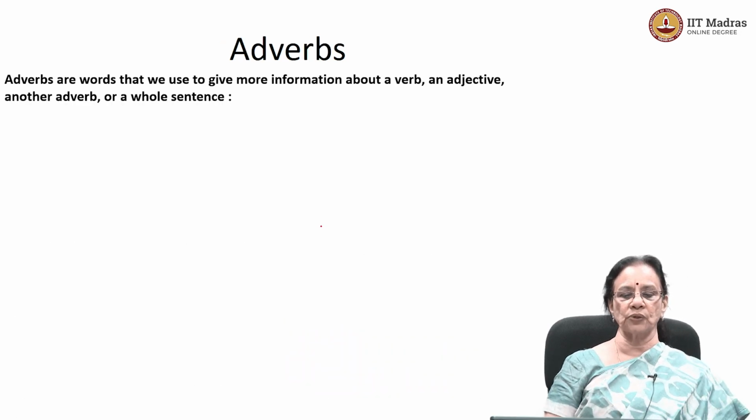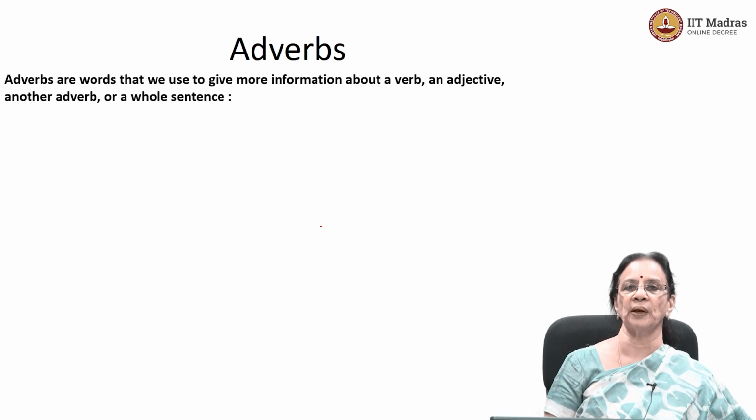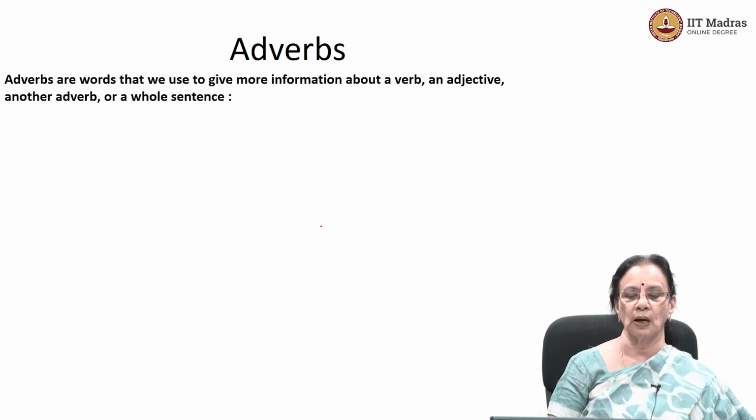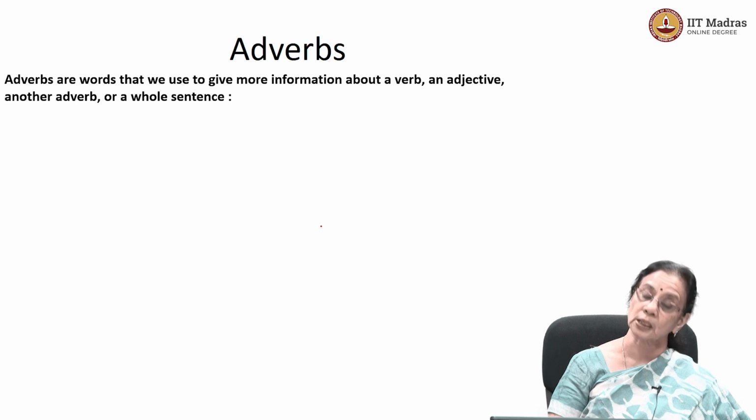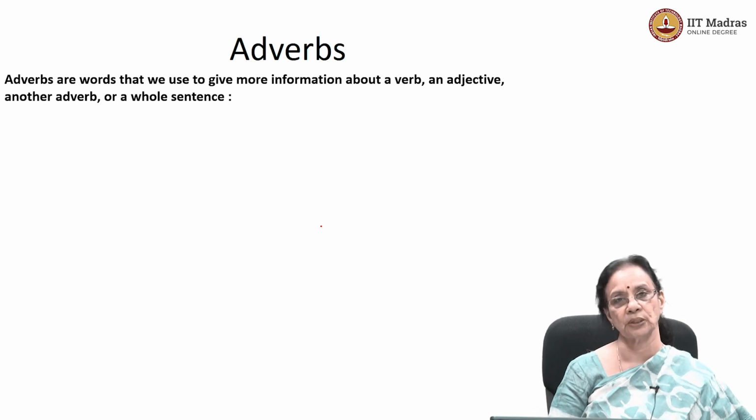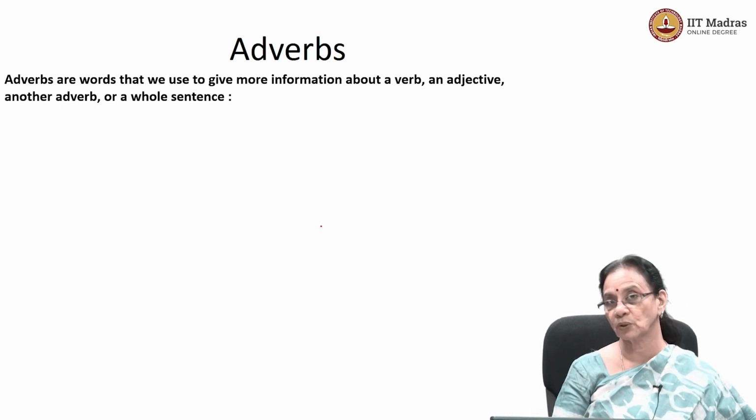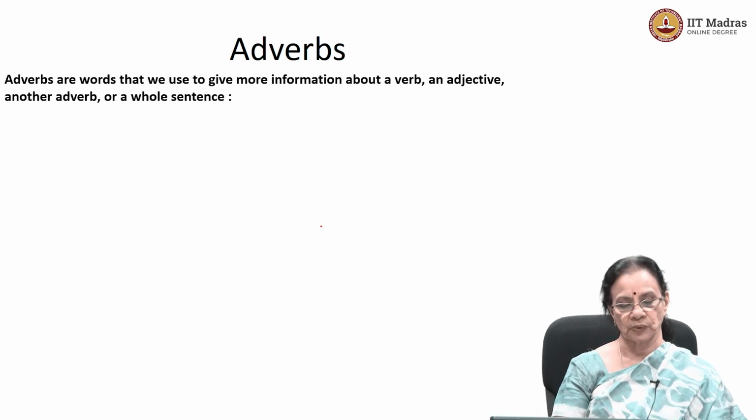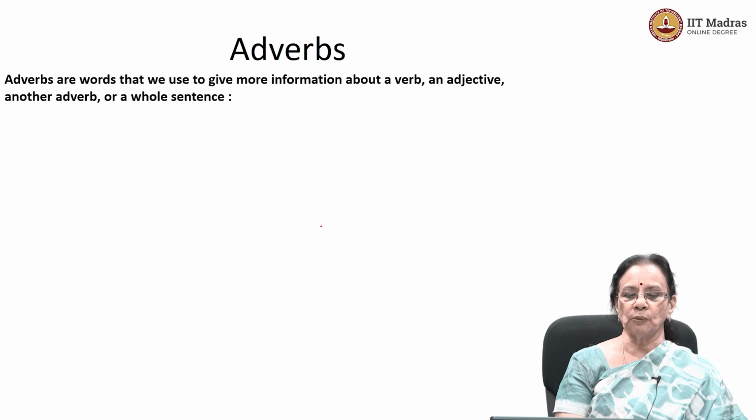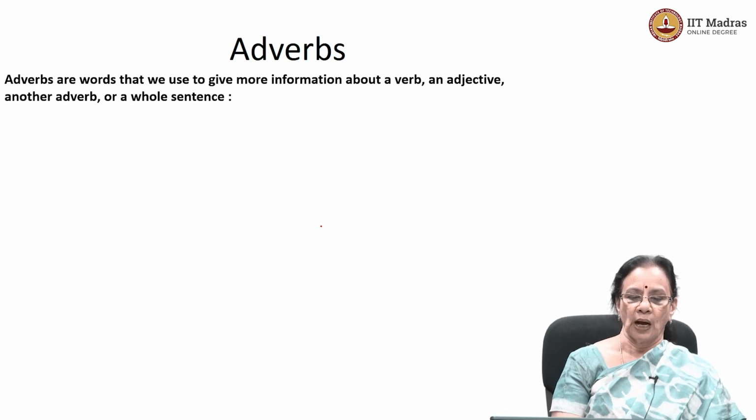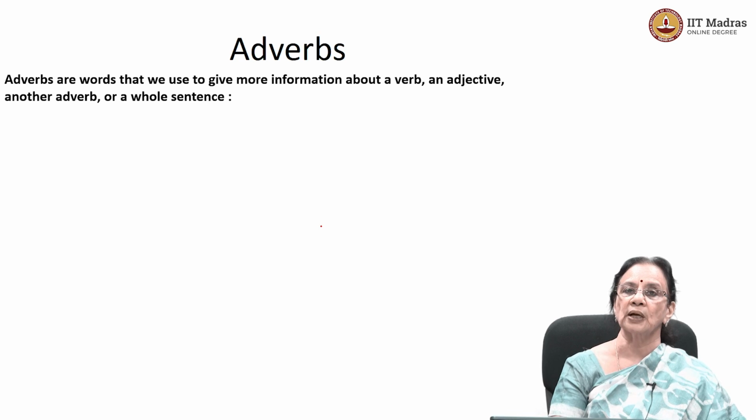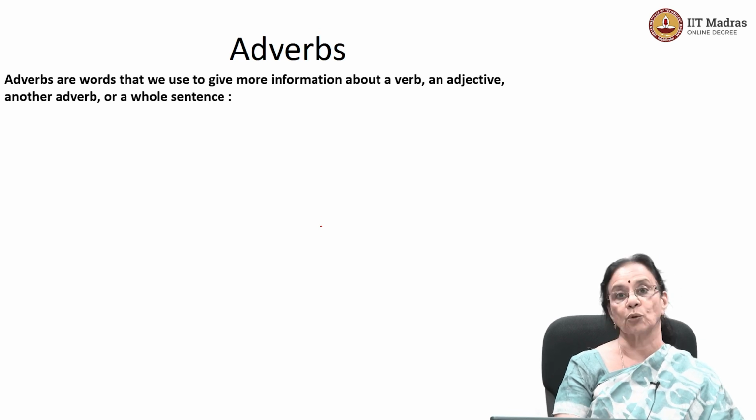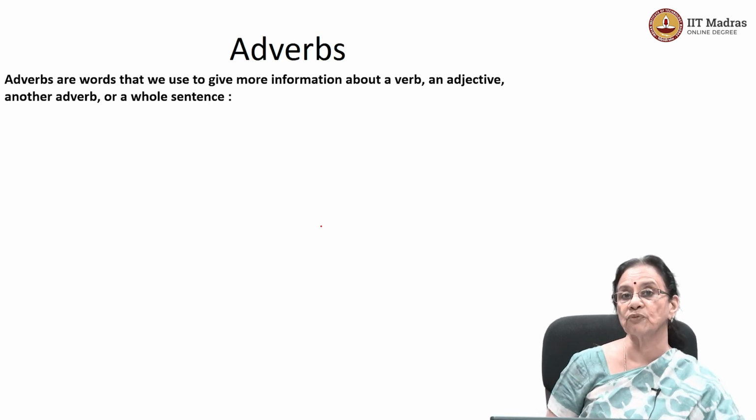Now, adverbs are words that we use to give more information about a verb, an adjective, another adverb, or even a whole sentence. Now, there is a lot of work that adverbs do. They have a big role in language. Now, adverbs have many uses, you know. Adverbs are all sorts of different kinds, and let us see how many kinds of adverbs we have.